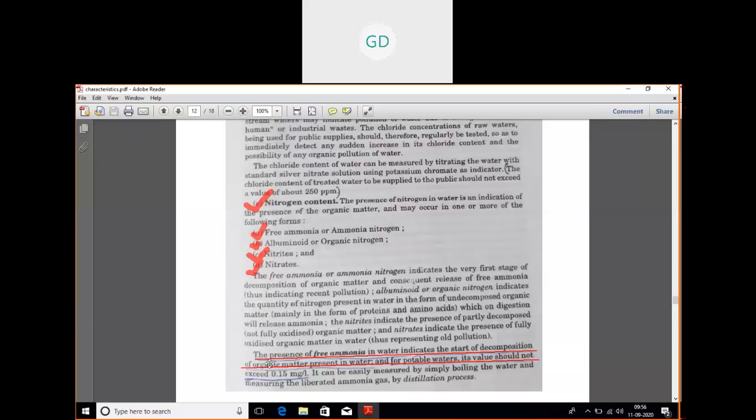Okay. So the presence of free ammonia, what does it indicate? It indicates the presence of organic matter in the water sample. So presence of free ammonia will indicate the start of decomposition of organic matter present in water, and its value should not exceed 0.15 milligram per liter. Okay, so let's keep it here till now.